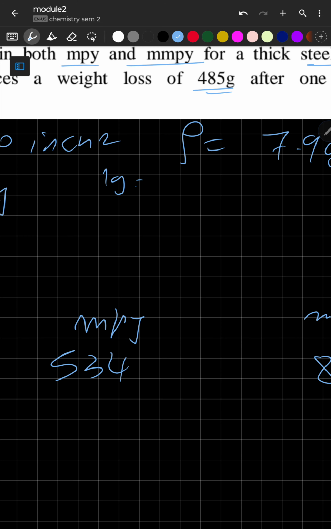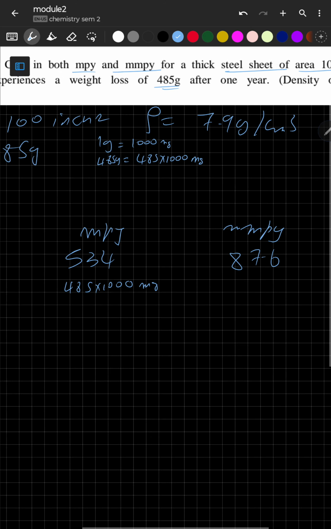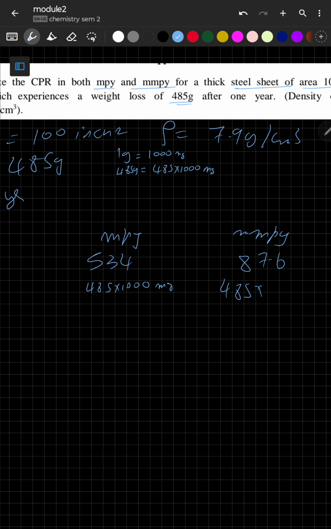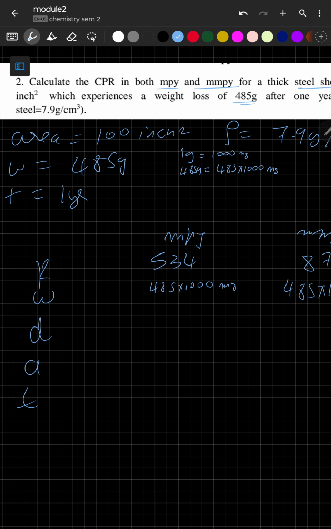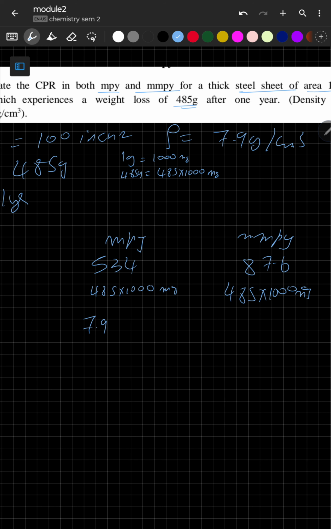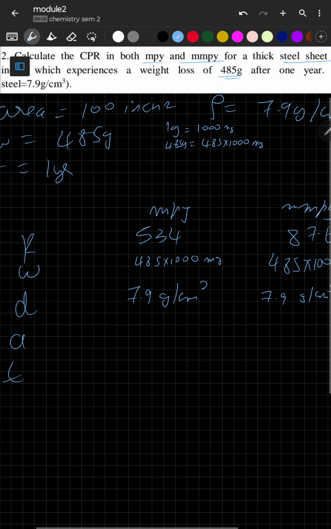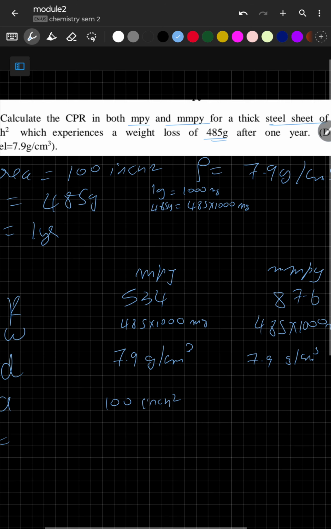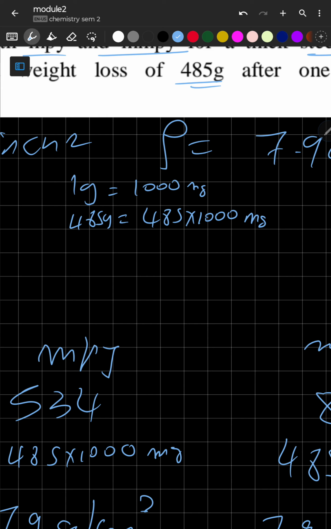I told you 1 gram is equal to 1000 milligram. So 485 gram is 485 into 1000 milligram. This also is in milligram here, 485 into 1000 milligram. Next, density. Density is gram per centimeter cube only, 7.9 gram per centimeter cube. Next, area. For MPY it's in inch square only, so I'll write here 100 inch square itself. And this one you have to convert to centimeter square.